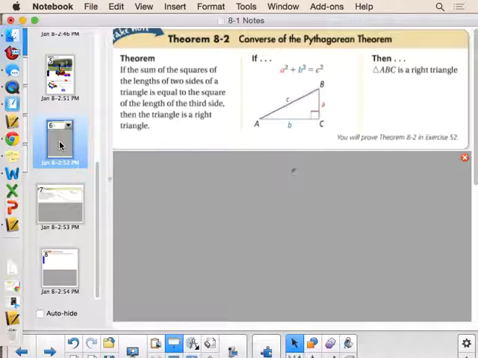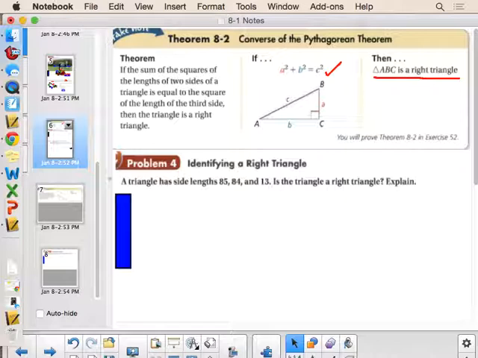What this actually means, basically, is if the Pythagorean theorem works, if our equation holds true, then we know the triangle is a right triangle. If the equation does not work, if it does not hold true, then the triangle is not right. So here's my problem. A triangle has side lengths of 85, 84, and 13.